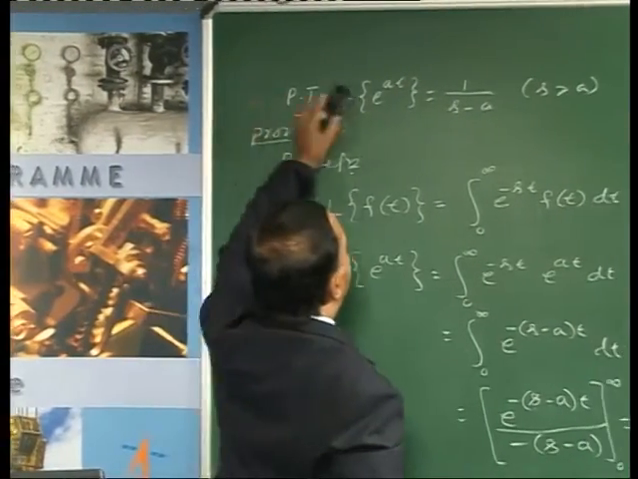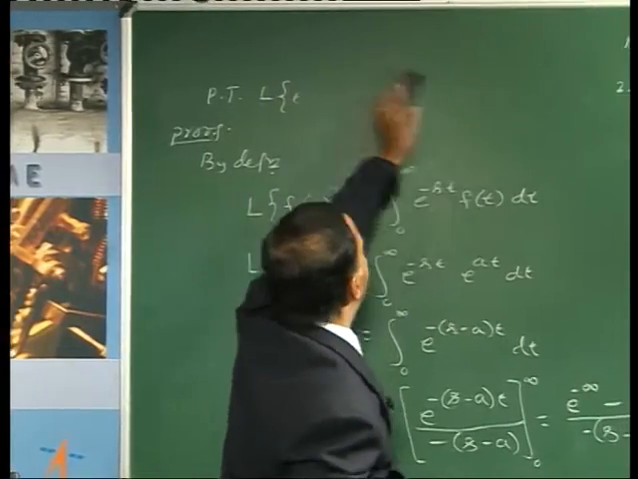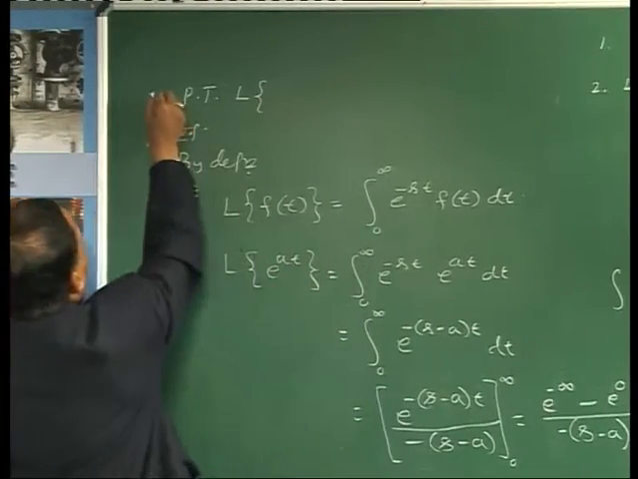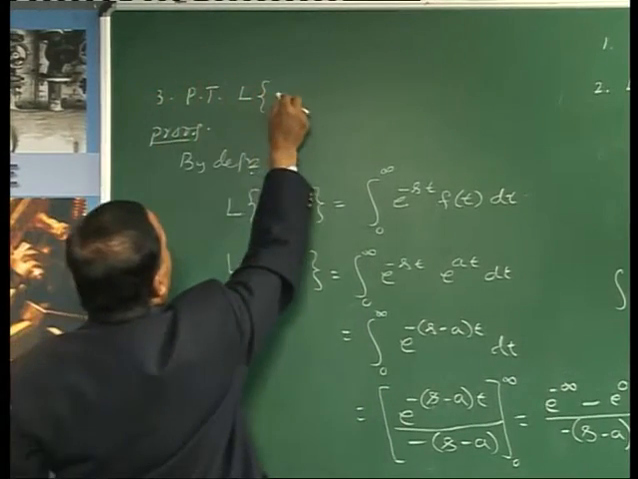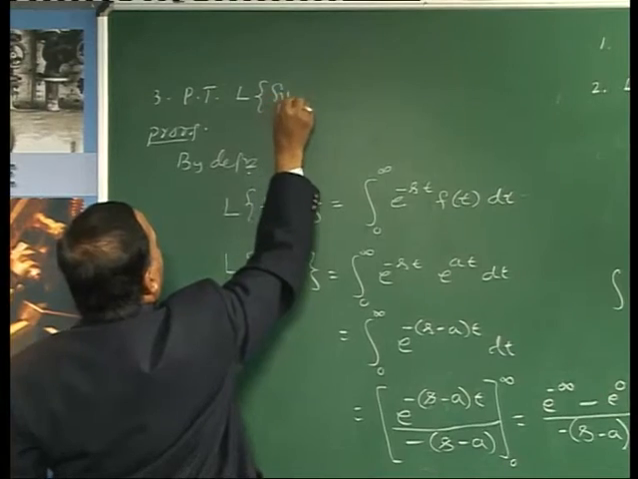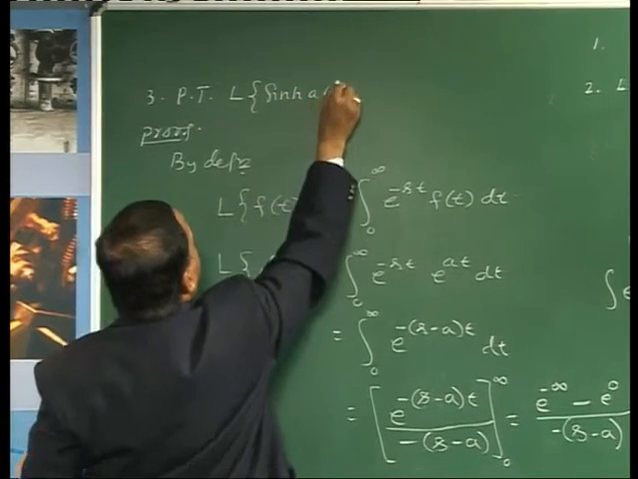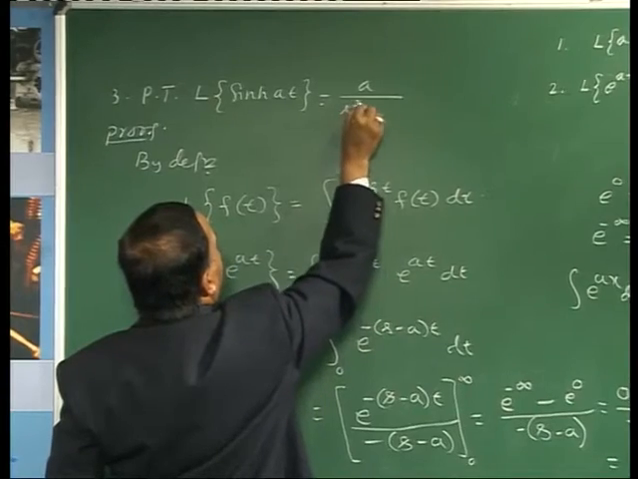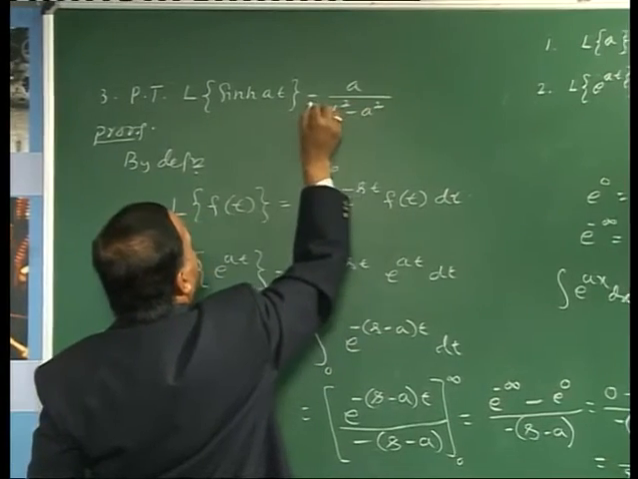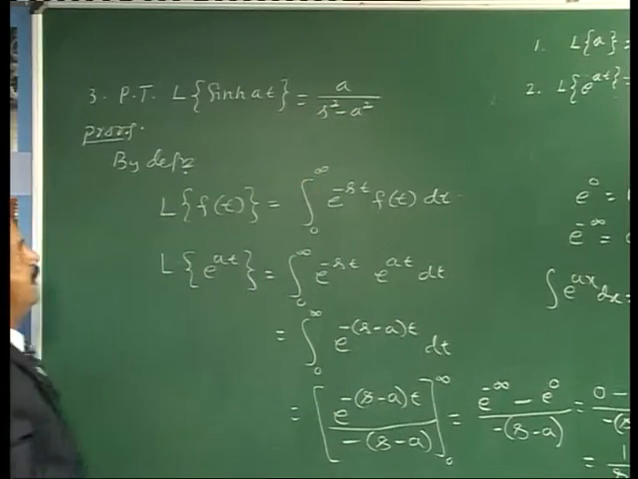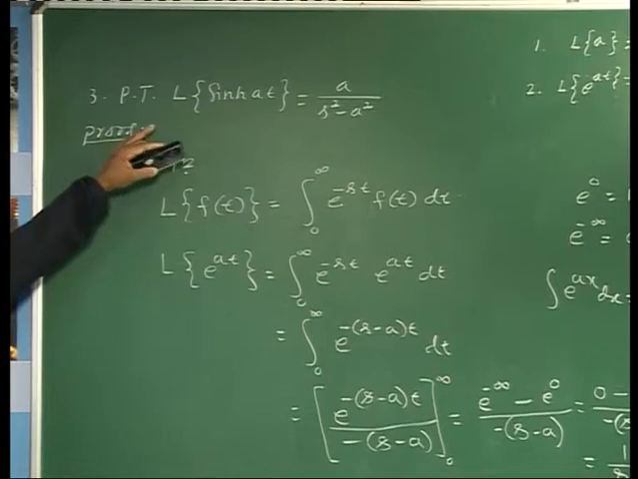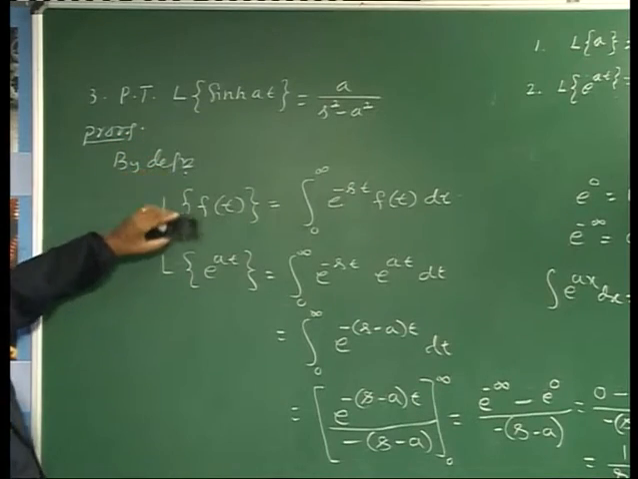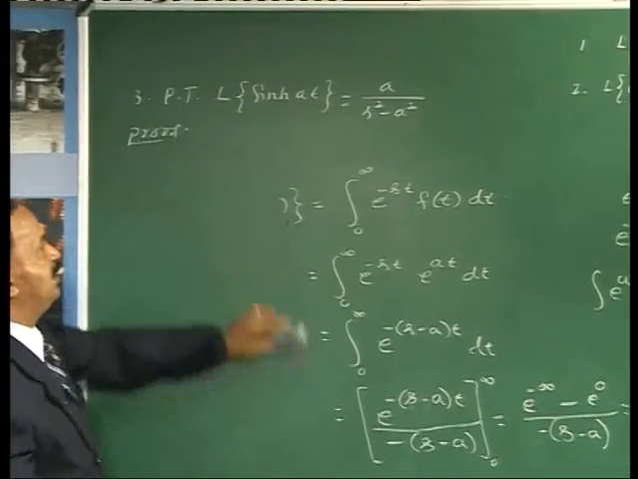Next, number 3, prove that L of sinh at is equal to a by s squared minus a squared. So prove that L of sinh at is equal to a by s squared minus a squared.